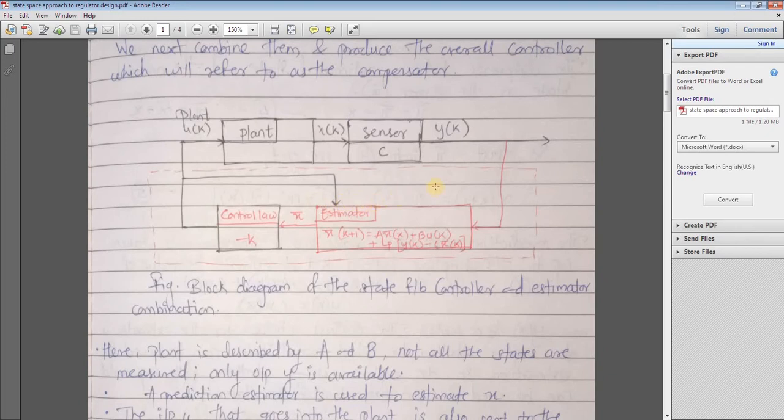The plant output y of k becomes another input to the estimator. Using this, the prediction estimator gives an estimate of the state vector, which is denoted by x bar. X bar is the estimated state vector, and the control law works on the basis of x bar and produces the control effort u.